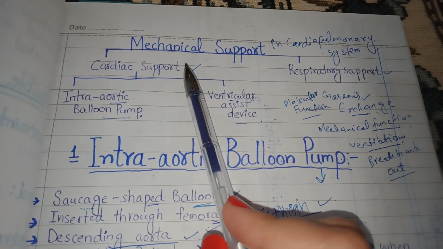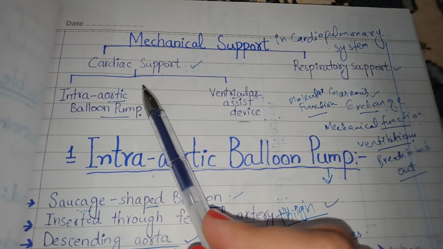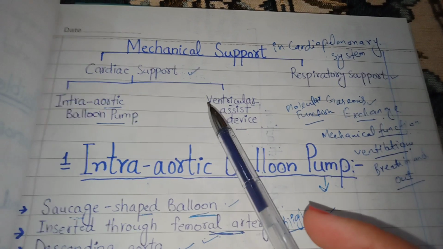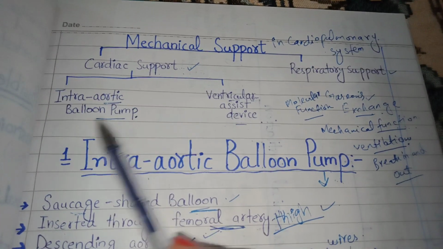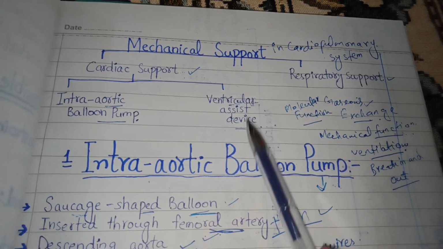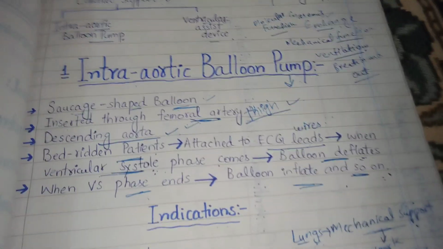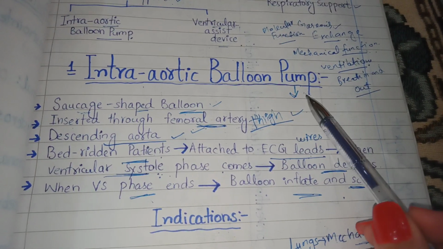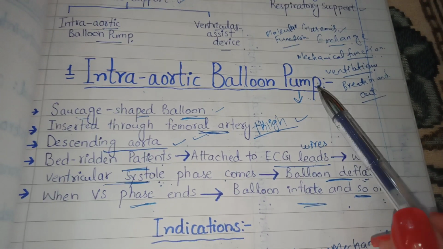Cardiac support has further two types, that is intra-aortic balloon pump and ventricular assist device. So the main topic of our today's discussion is intra-aortic balloon pump and ventricular assist device. First of all, we will discuss intra-aortic balloon pump. Intra-aortic balloon pump is a type of cardiac support.